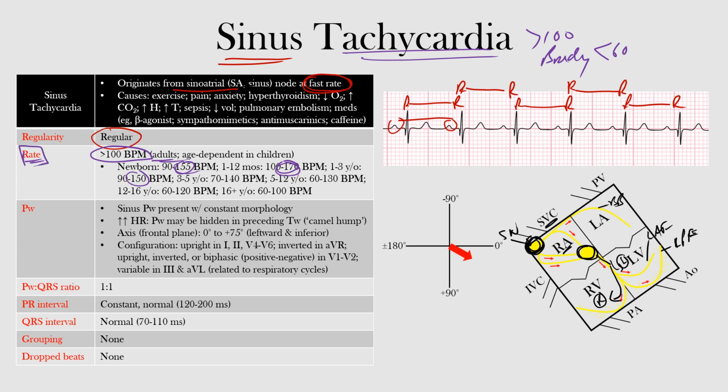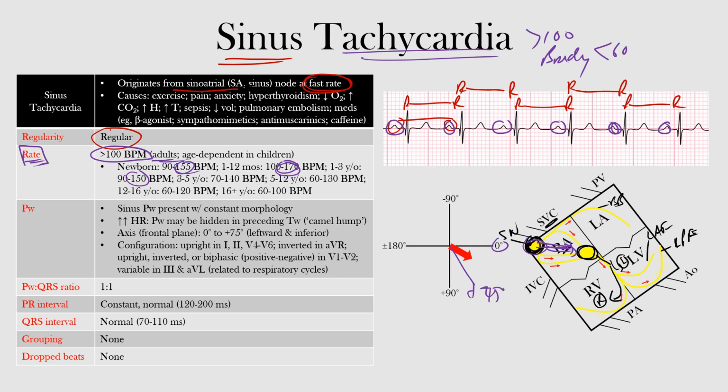In terms of our P wave, again, we're going to have normal sinus P waves. Okay, it's coming from our sinus node. Everything is heading this way. Our P waves will have the same morphology throughout. Okay, no difference in their morphology. They all look the same. Okay, constant morphology, the axis is heading in that direction between 0 and positive 75 degrees.